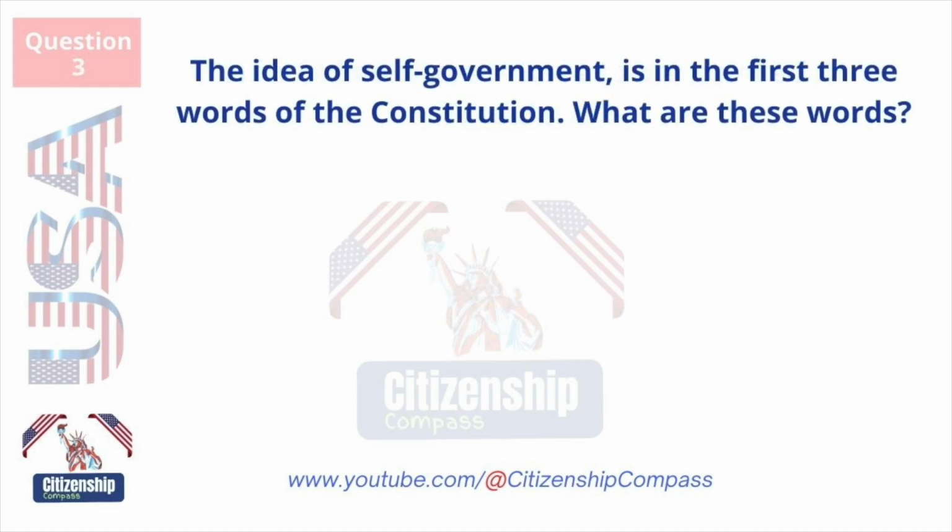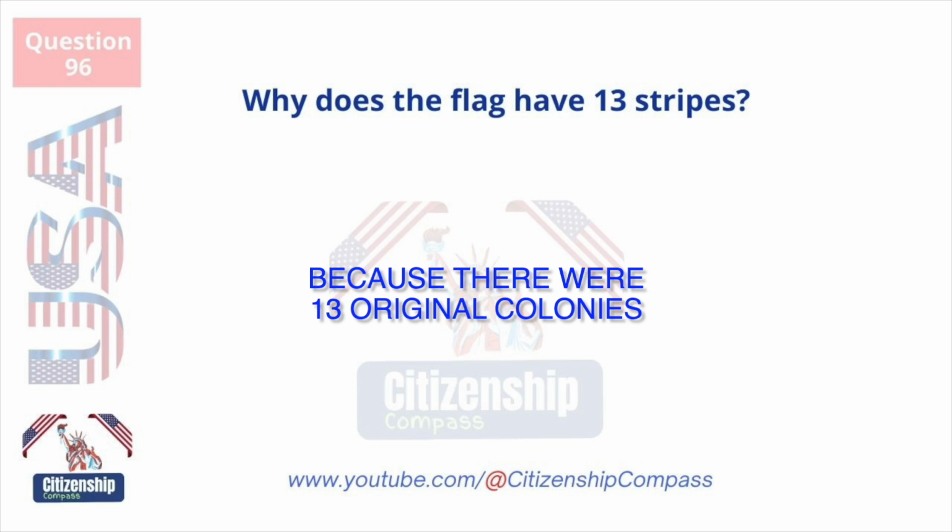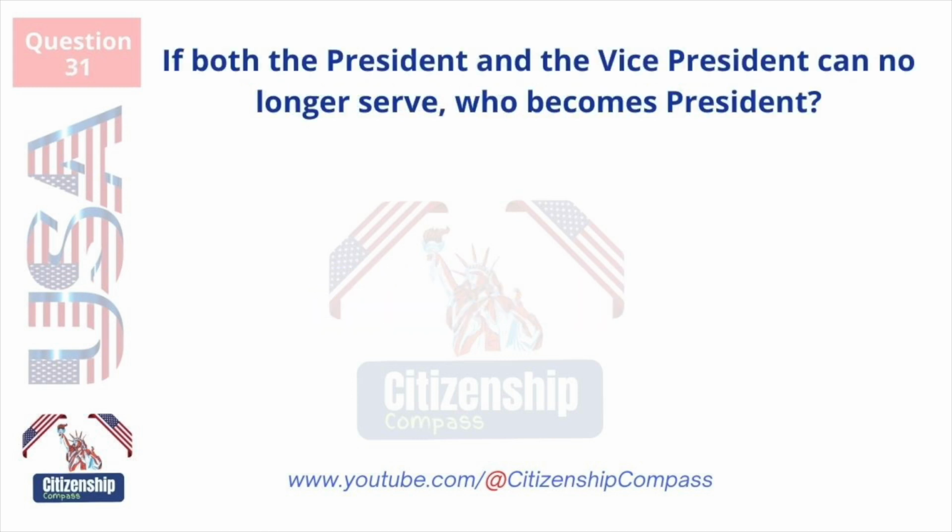The idea of self-government is in the first three words of the Constitution. What are these words? We the people. Why does the flag have 13 stripes? Because there were 13 original colonies. If both the president and the vice president can no longer serve, who becomes president? The Speaker of the House.